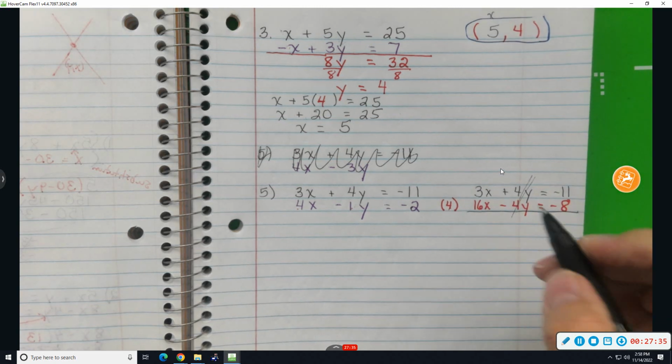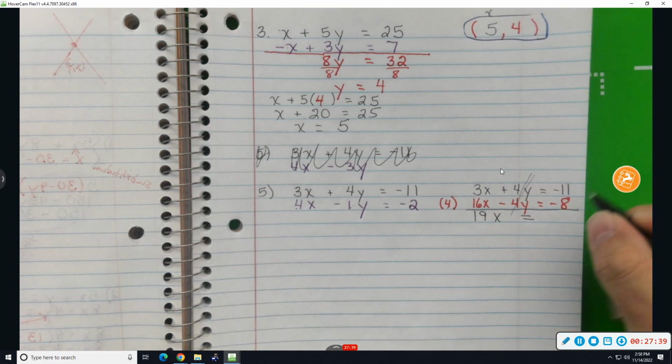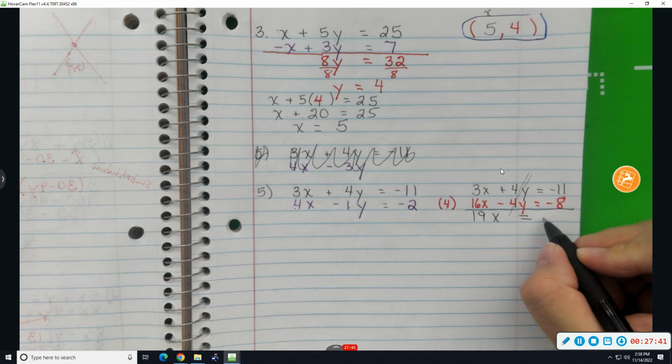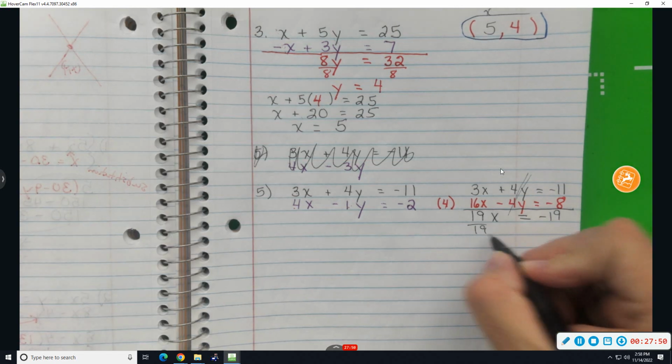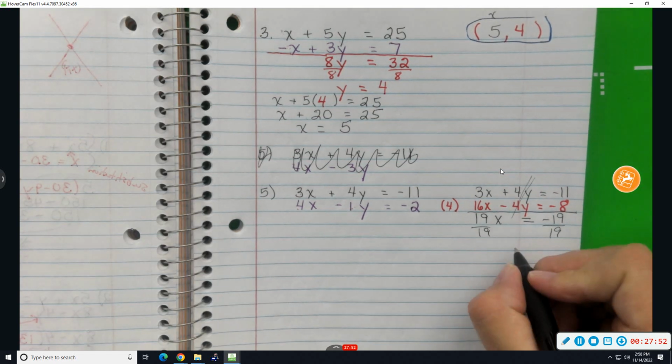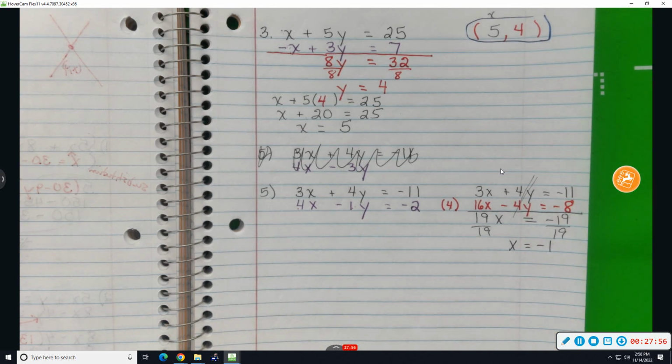We have a 19x equals what? Negative 19. Divide both sides by 19. And we're going to get x equals negative 1. Okay. Plug it into any equation you want.